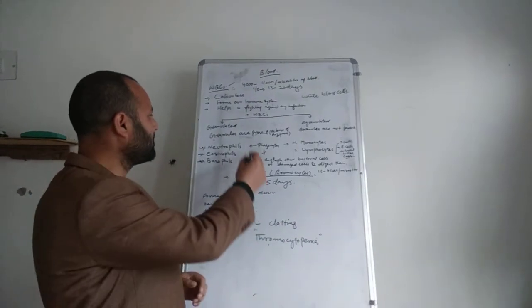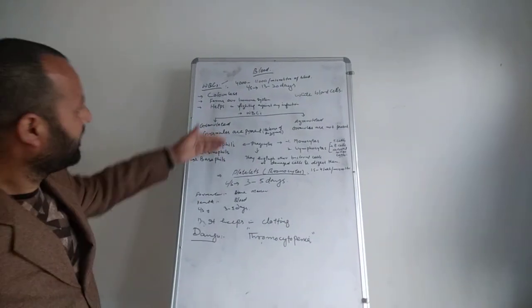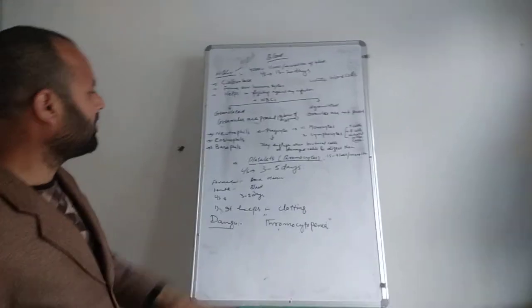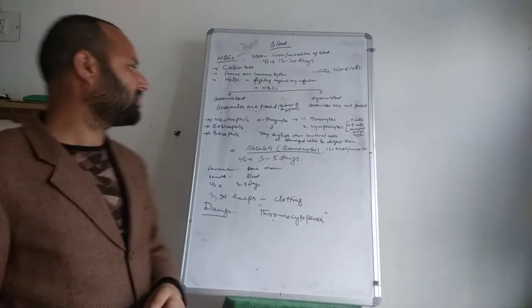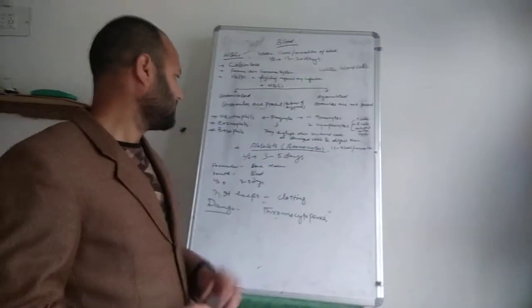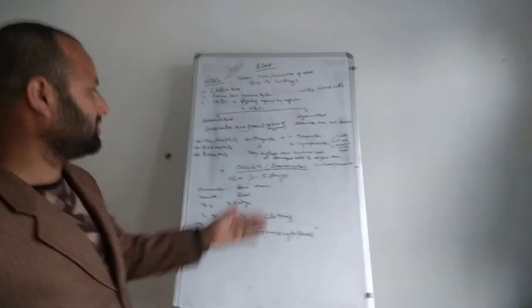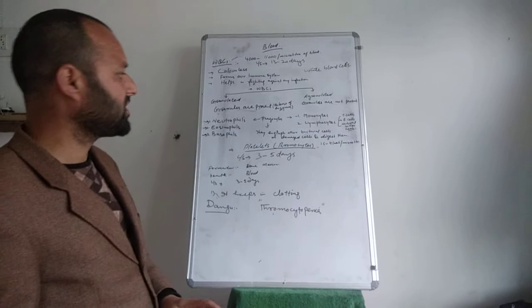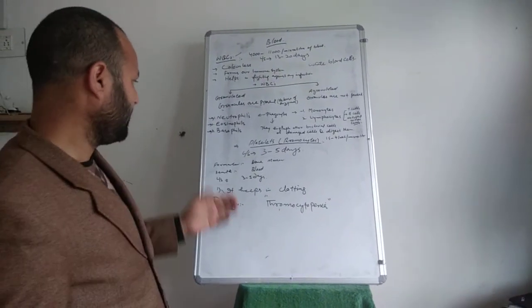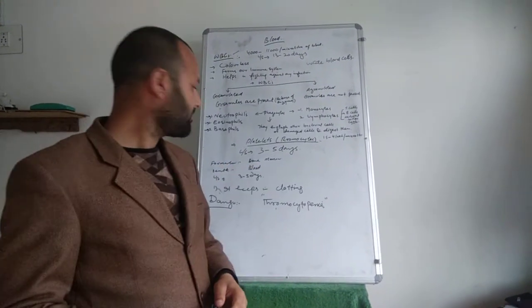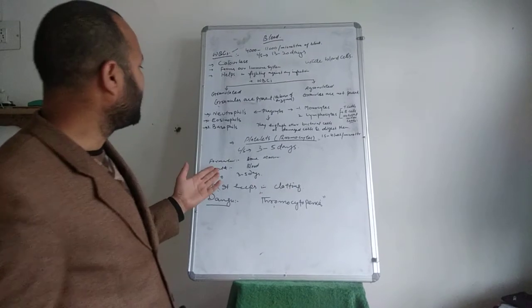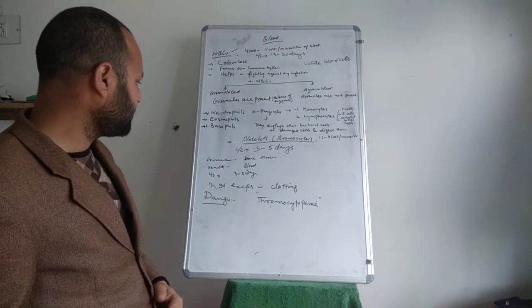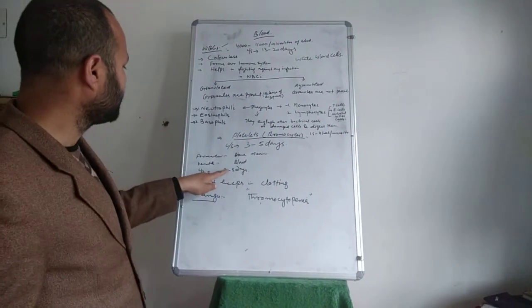This is all about the WBCs. Now the last part of the blood is known as the platelets. The scientific name of platelets is thrombocytes. Their formation is in bone marrow and their death is in blood. Lifespan is 3 to 5 days.